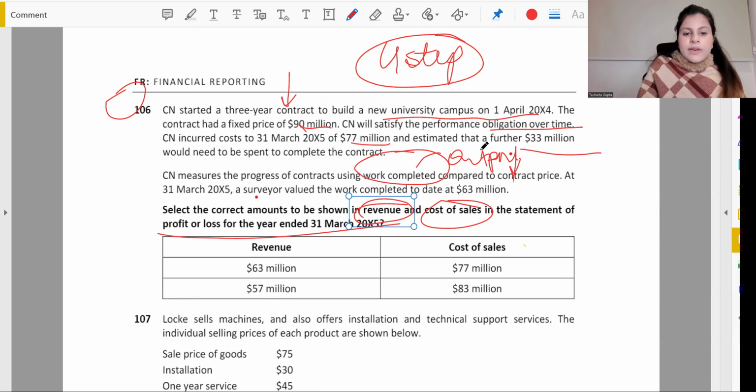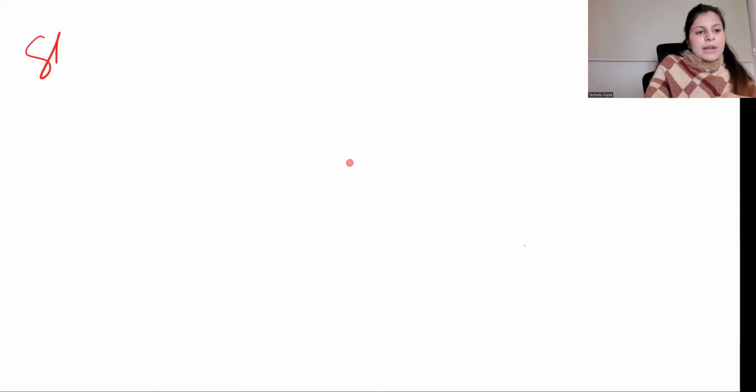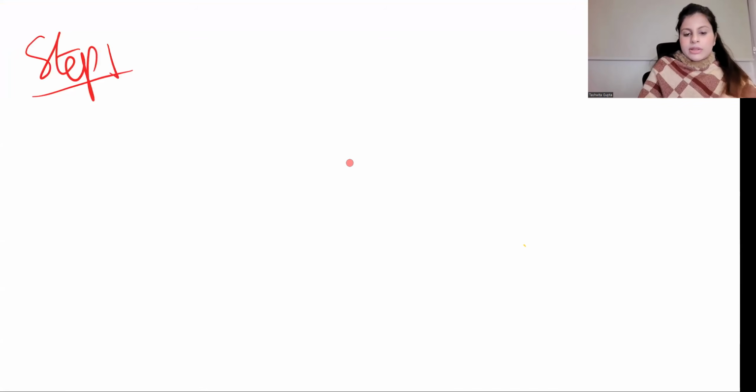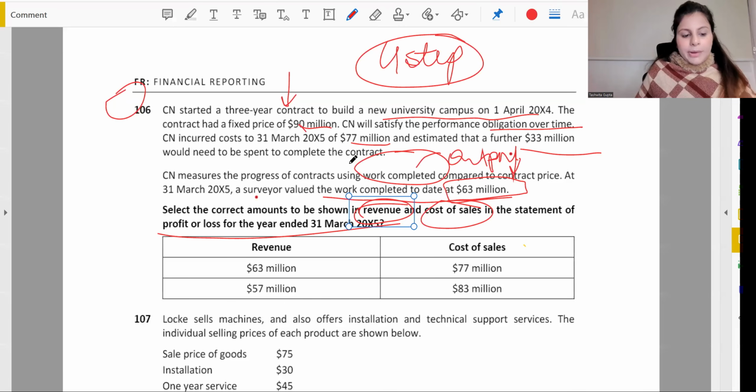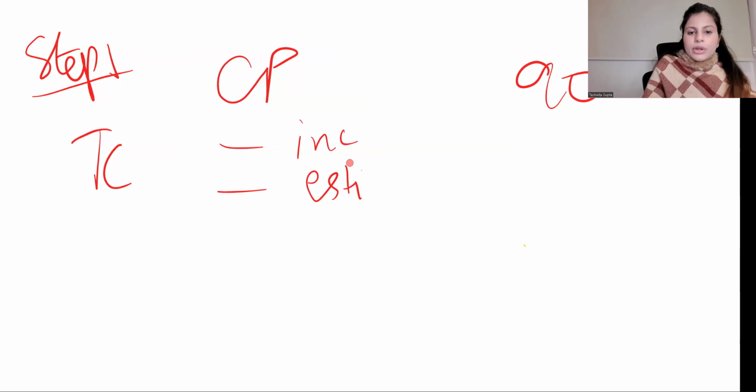Yes. So surveyor valued the work completed as 63 million. So what are you supposed to do? Come on. 4 steps. They are asking about what will go into cost of sales also. That's why I picked up this question. So step number 1. Overall profit or loss. Contract price as per the question is given to you at. What's my contract price? 90 million. So contract price 90 million. What is my total cost? Estimated cost and total cost incurred. So total cost which is incurred till date is 77 and the estimate is 33.